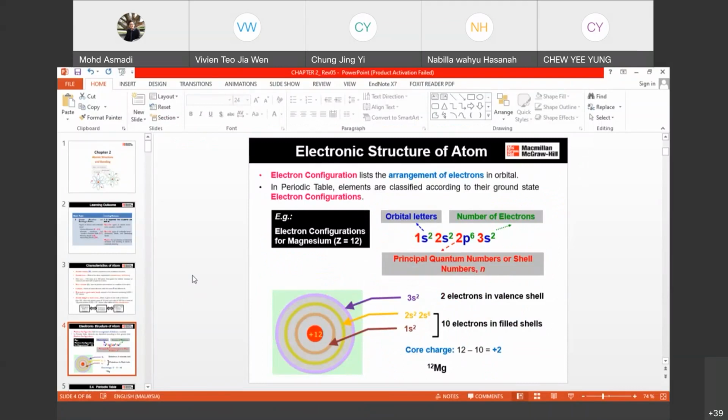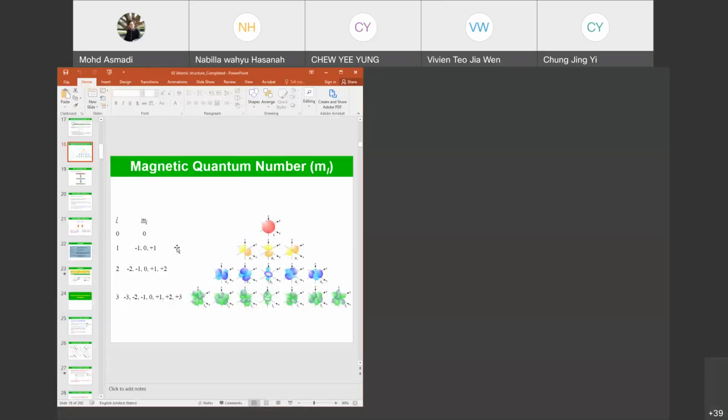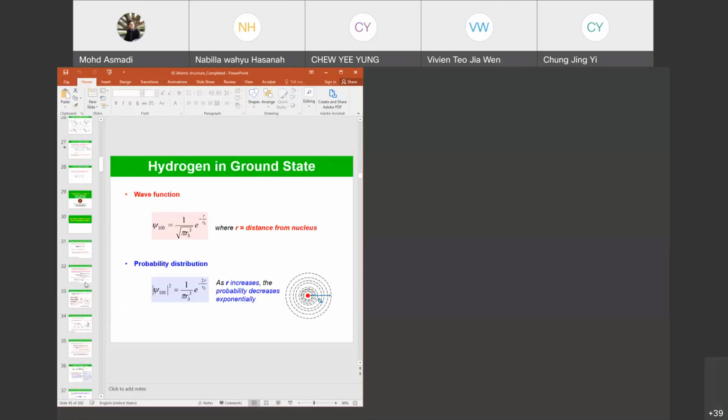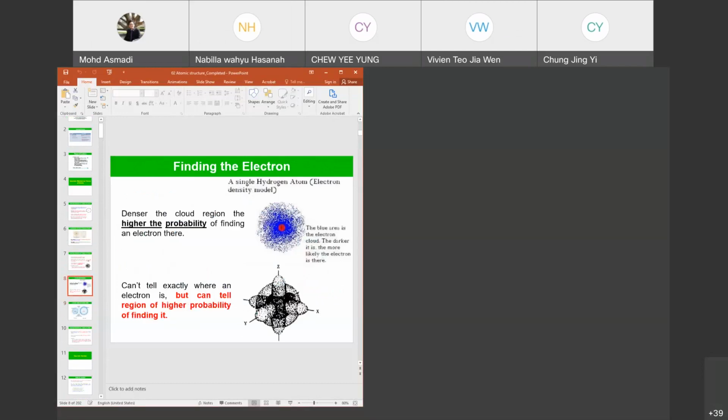Let me share here. So for example, this one. As I told you, this one I teach in quantum. So it's something like that. This is the electron, you see? This is the cloud of electron. So this is the amplitude.